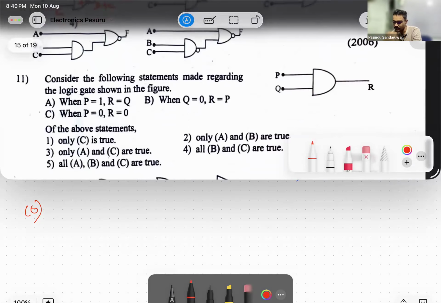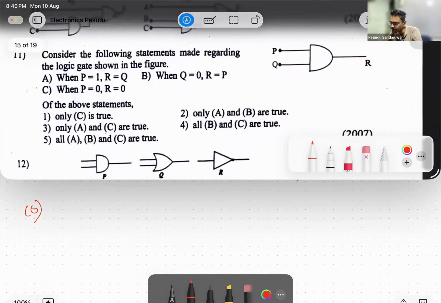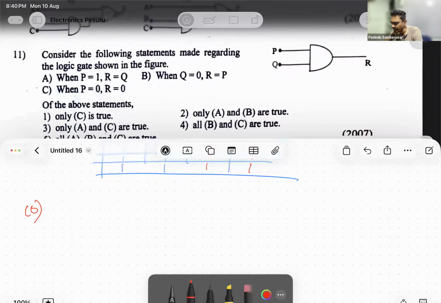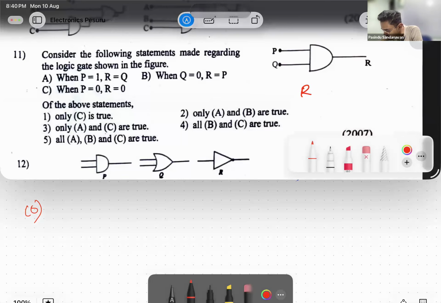11. Consider the following statements made regarding the logic gate shown in the figure. That's a simple AND gate. Then we know R equals P dot Q. Then when P equals 1, R equals Q. When P equals 1, it becomes 1 dot Q, and 1 dot Q is Q.